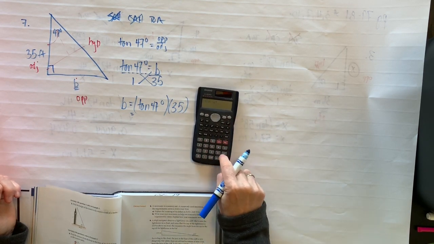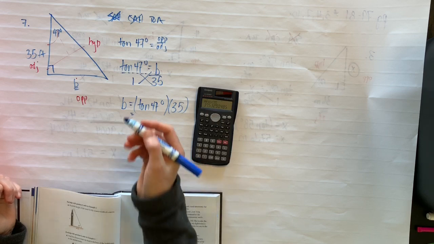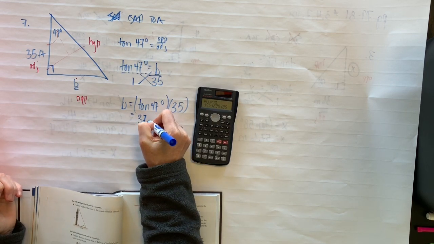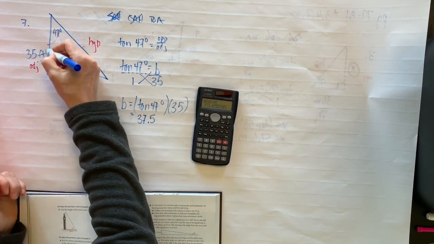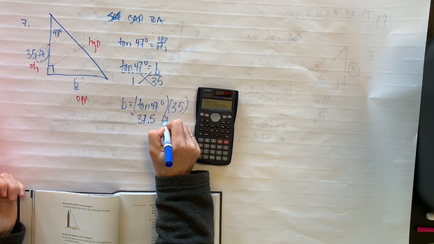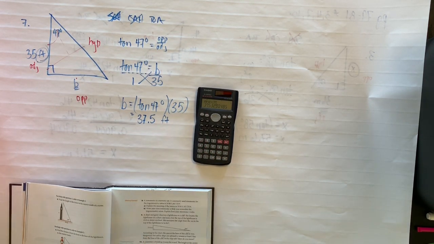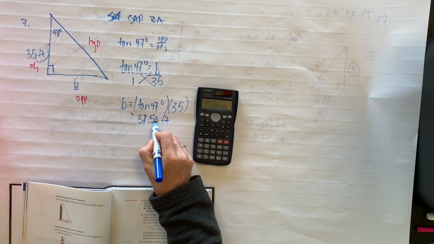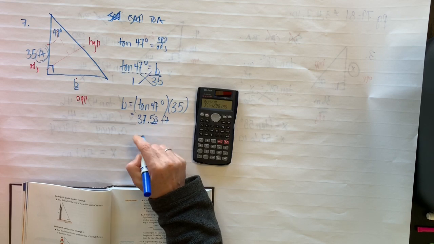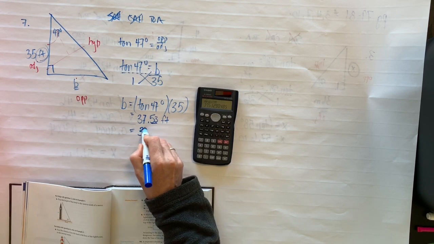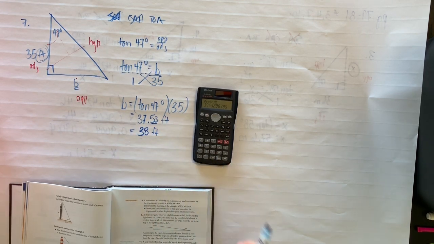Tan 47 times 35. So the length of the bridge is, and again, careful, this question is giving us measurements in feet, so I provide measurements in feet, but always remember I've got a unit there. So the bridge is 37.5 feet. Well, the question actually says find the length of the bridge to the nearest foot. So it was actually 0.5, so that is close enough to round up. So if I'm finding it to the nearest foot, the bridge is 38 feet.